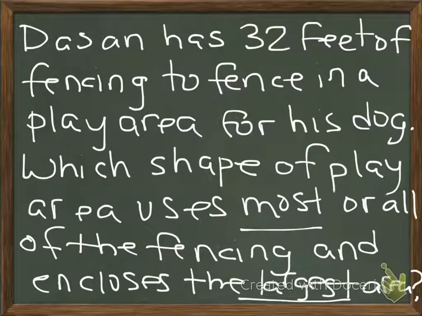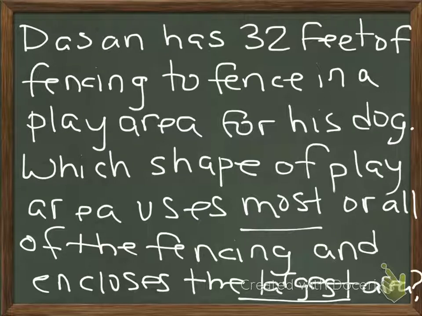And then the last problem, or second to last problem, is we're trying to figure out what is the best type of space that we need to create this fence around. So we need to figure out, it says that this guy has 32 feet of fencing to fence in a play area for his dog. Which shape of play area uses most or all of the fencing and encloses the largest area?